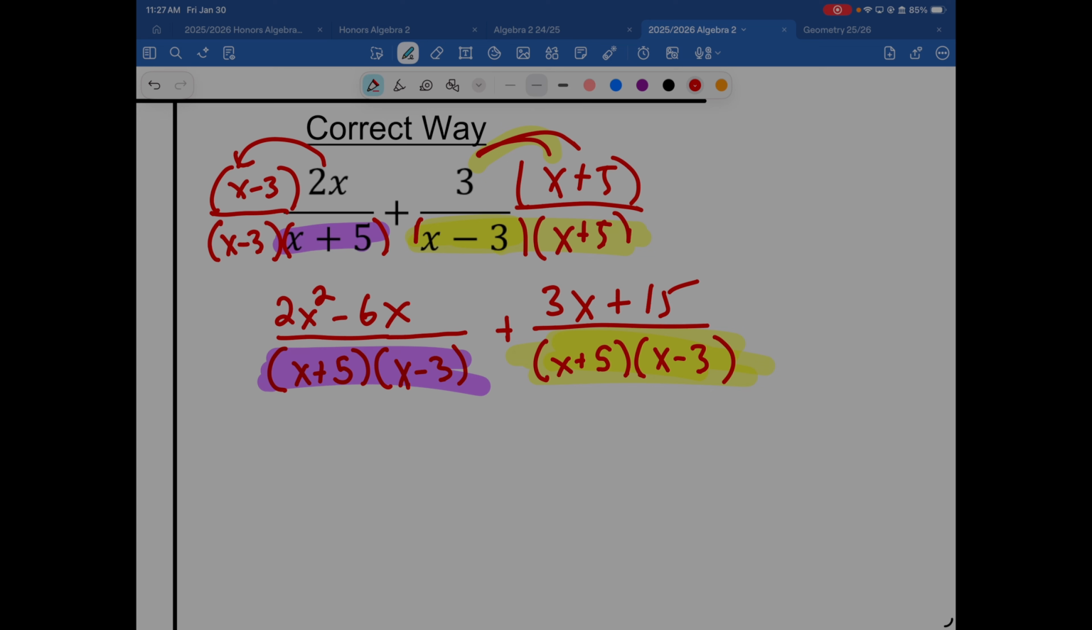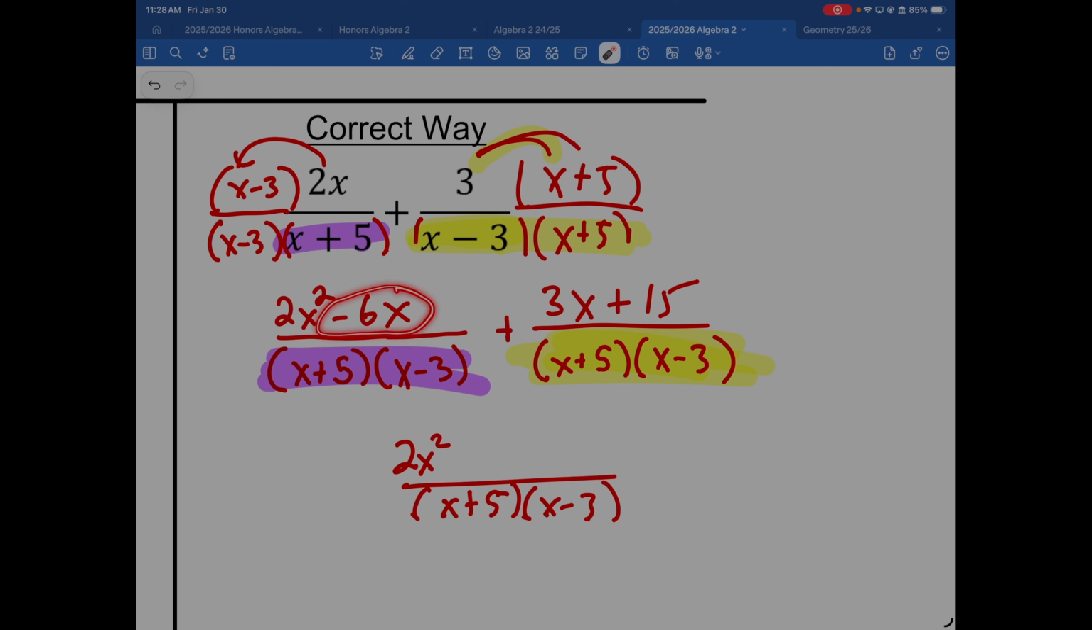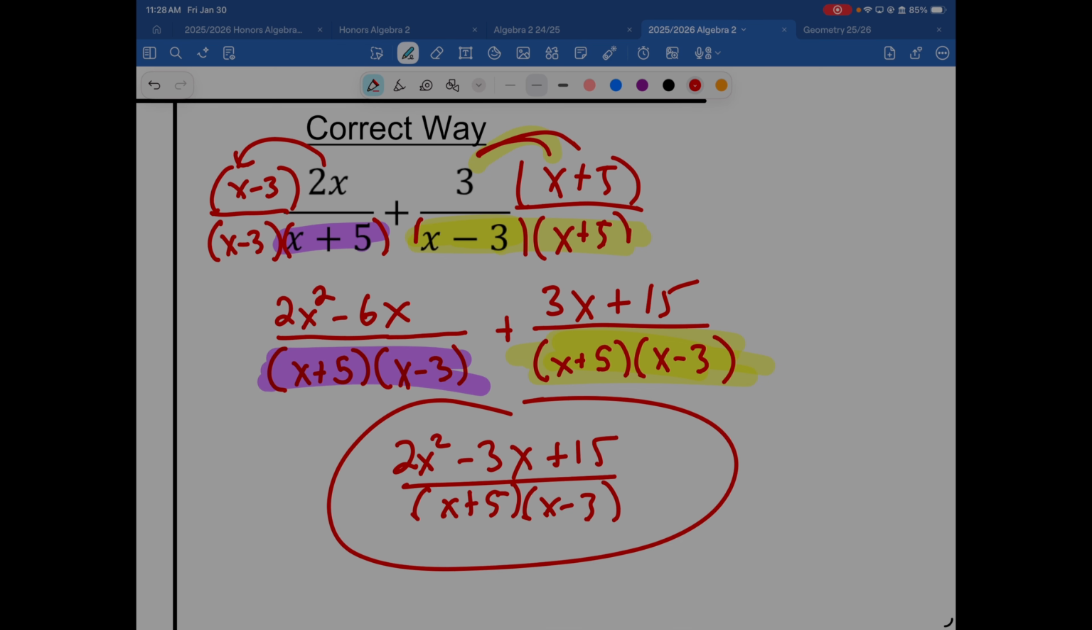Now we can go to the last step. The denominator stays exactly the same, x plus 5 and x minus 3. We perform the operations in the numerator. 2x squared, there's no other x squareds in there. Just 2x squared. We've got negative 6x plus 3x. So that's negative 3x. And we only have plus 15. There's our solution.